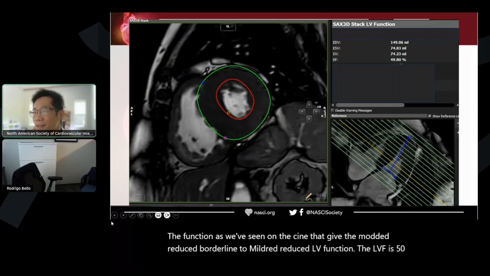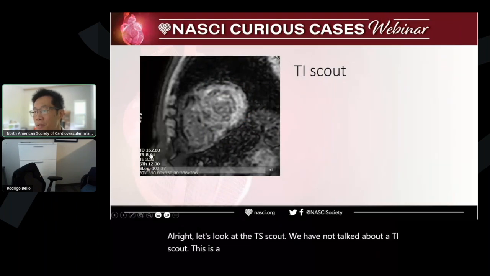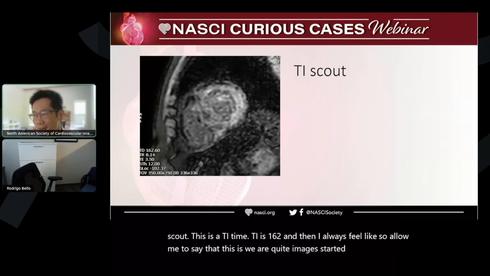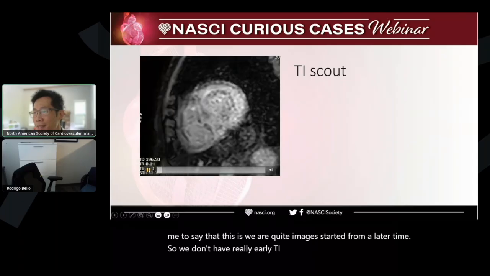All right, let's look at the TI Scout. We have not talked about a TI Scout. This is a TI time. TI is 162, and allow me to say that we acquired images starting from a later time, so we don't have a really early TI, but still, look at that.